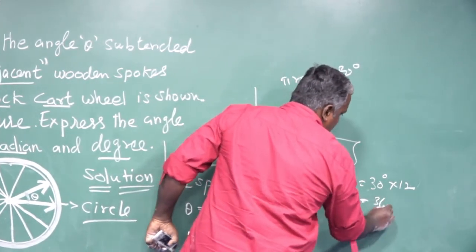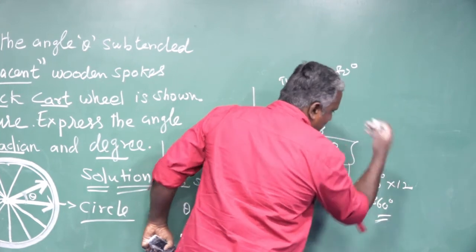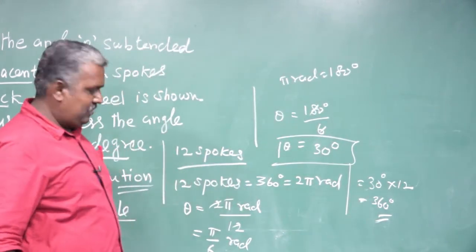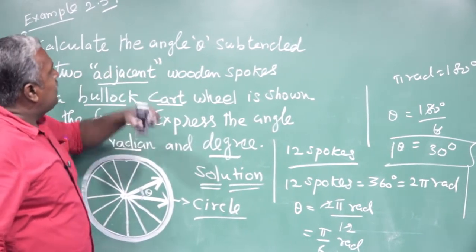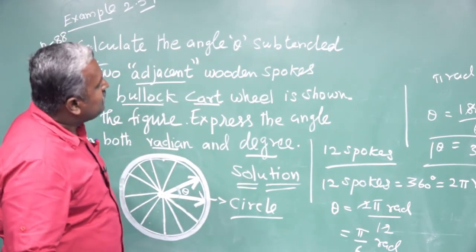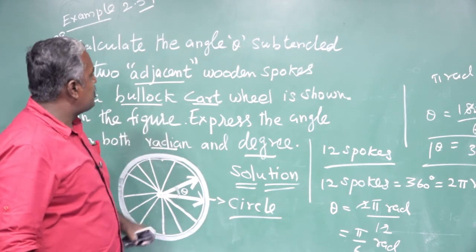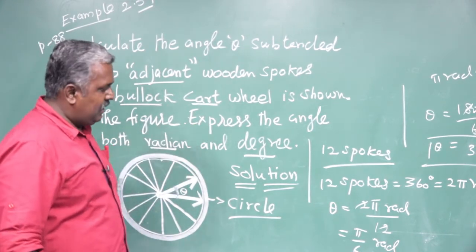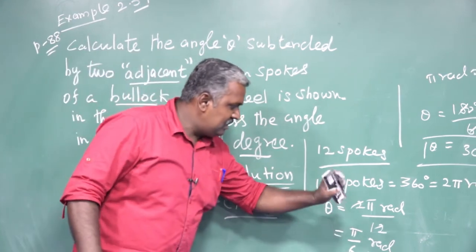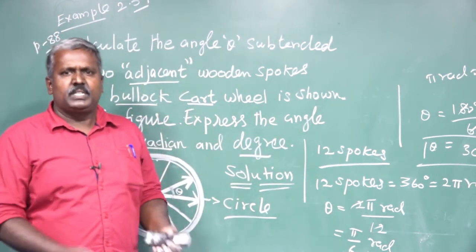3 12s are 36 for 0. So it is correct. Okay? This value is equal to correct. So the angle theta subtended by two adjacent wooden spokes is equal to 30 degrees, in radian, pi by 6 radian. That's all. Clear? Any doubt?